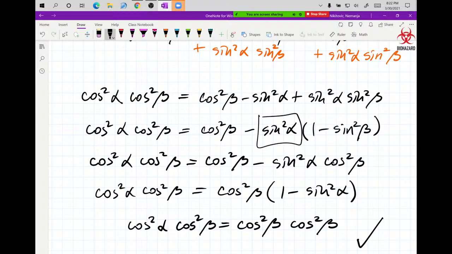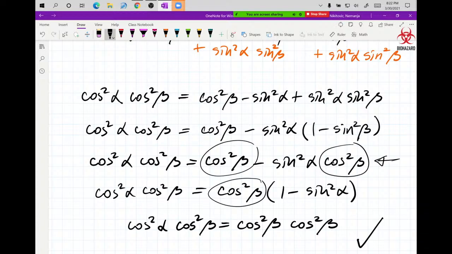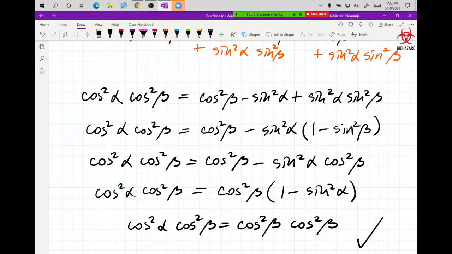Once I got this term out, then 1 minus sine squared became cosine squared, gave us this line here. From there, cosine and cosine were the ones that I factored here. And then this gave us that. Left side equals right side. That's all we needed. Done deal. Problem solved. Never give up.